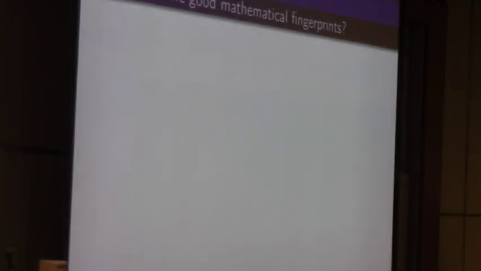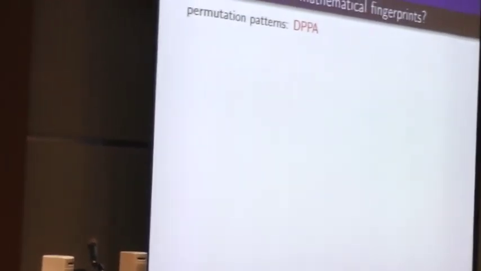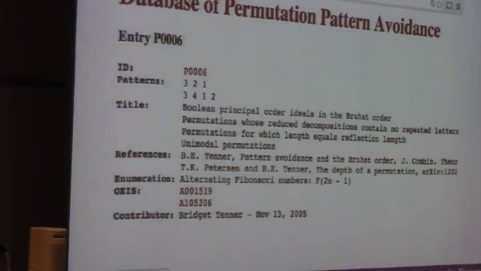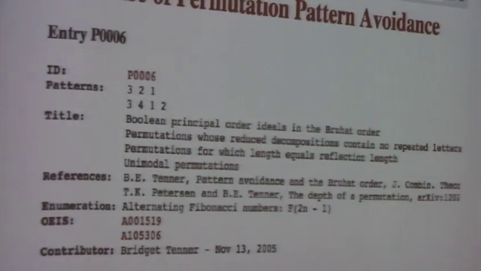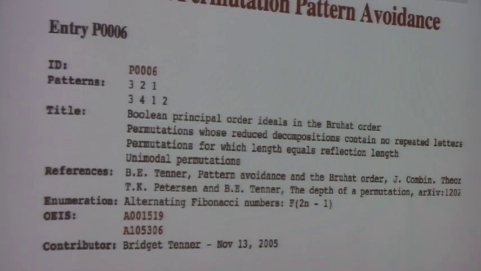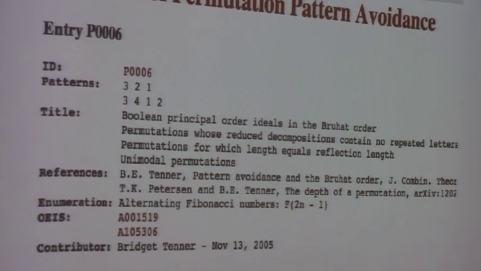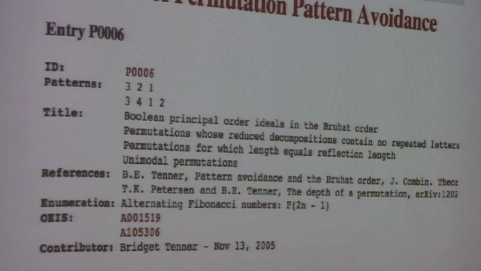What else? Permutation patterns. So in, I think it was 2005, Sara and I started talking about all the results that were out there for phenomena characterized by pattern avoidance. And after that, the database of permutation pattern avoidance was born. And here's a page from it. So again, very much modeled on the OEIS, linking, in fact, to the OEIS whenever relevant, and trying to keep track of various phenomena that fall into this category.